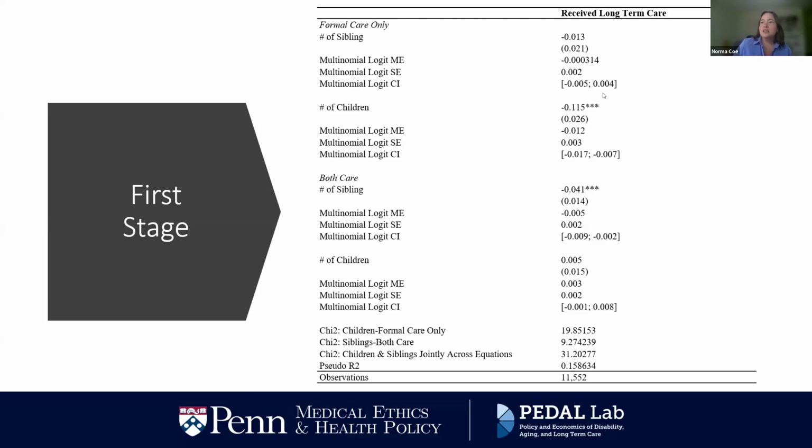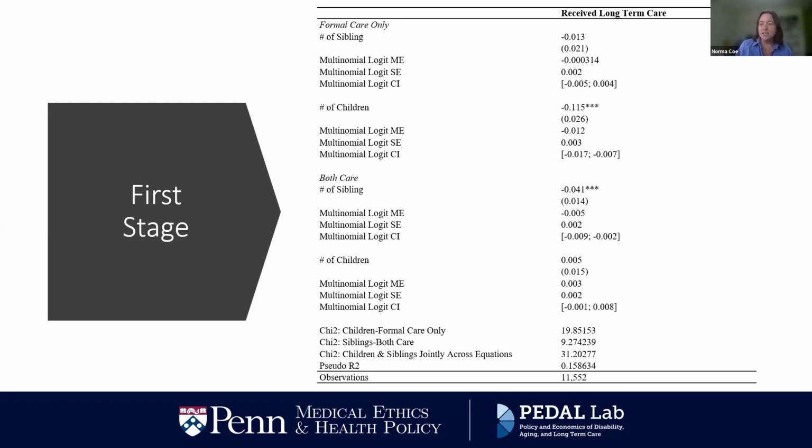What we find is that the number of children negatively predicts receiving formal care only, very consistent with previous literature, that having more children or having more female children increases the chances of receiving family care. And for receiving both, the number of siblings decreases the probability of receiving both types of care. I think the argument is very similar.